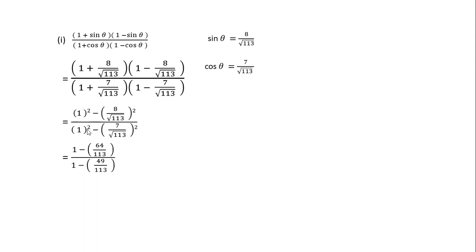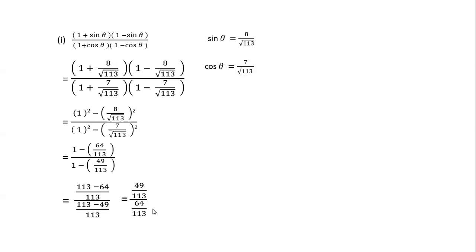So 1 square is 1 and 8 square is 64, and root 113 square, the root and square cancel, and it is just 113. Similarly, in the denominator, 1 minus 49 upon 113. That is equal to, take the LCM here, 113 minus 64 upon 113 and 113 minus 49 upon 113. Subtract these two, you'll get 49 upon 113 and 64 upon 113.